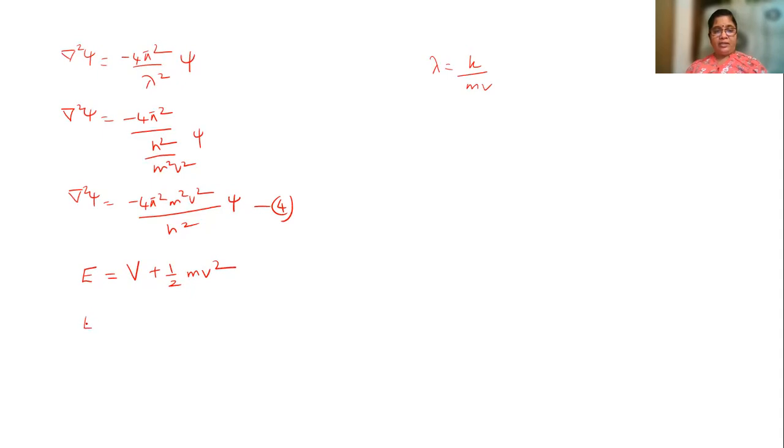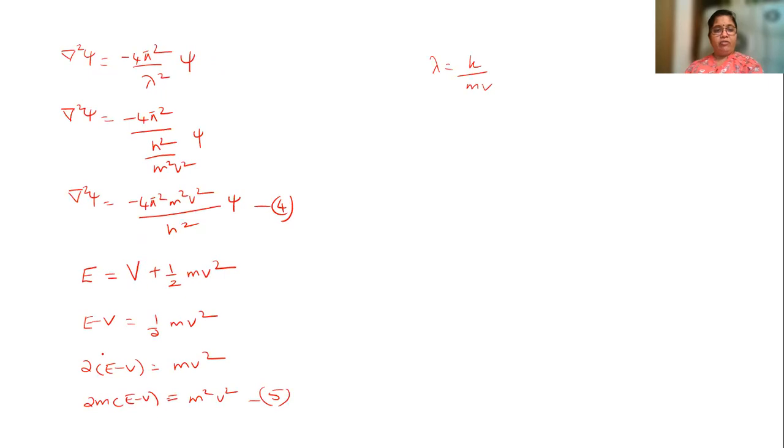So you can write E minus V is equal to half mv square, or you can say 2(E minus V) is equal to mv square, or you can say 2m(E minus V) is equal to m square v square, equation 5. Let us substitute 5 in 4.